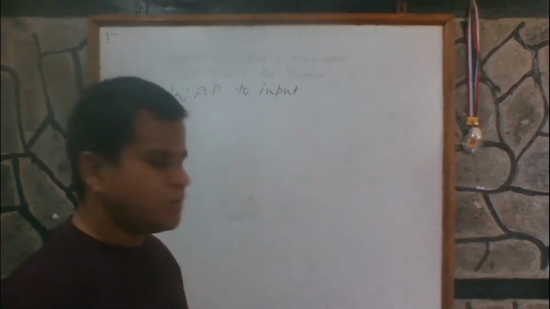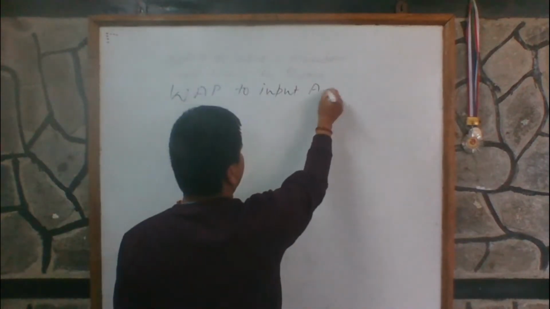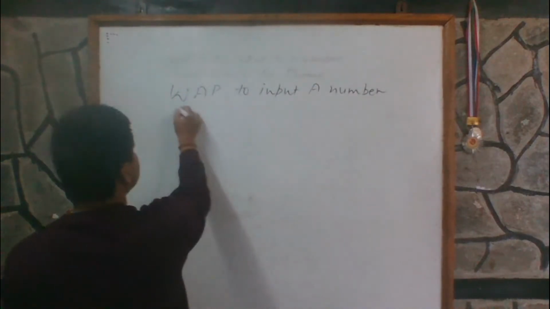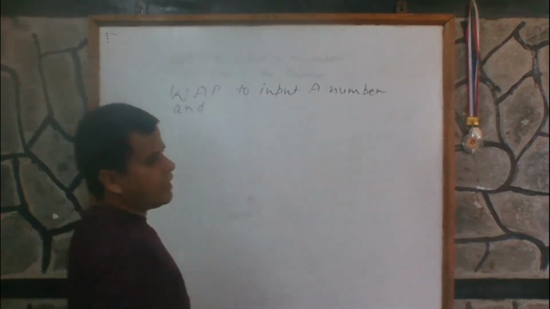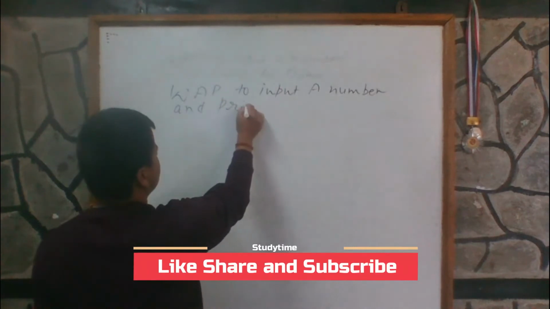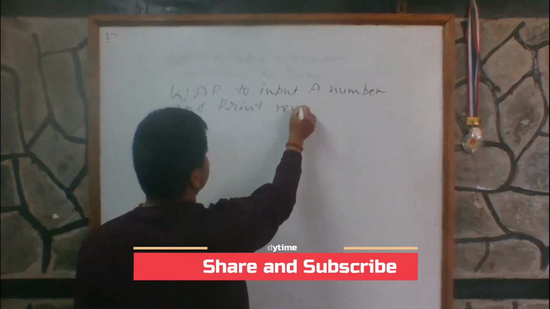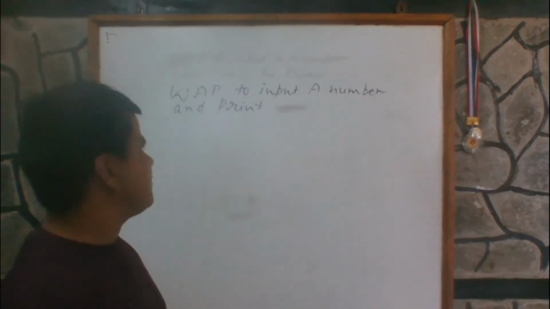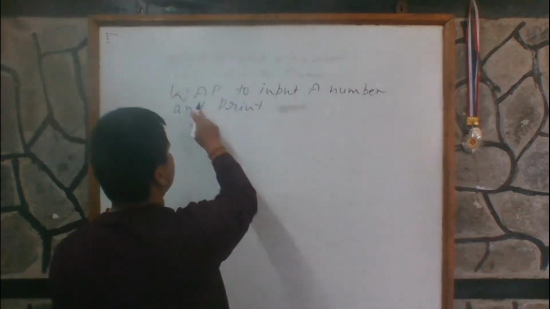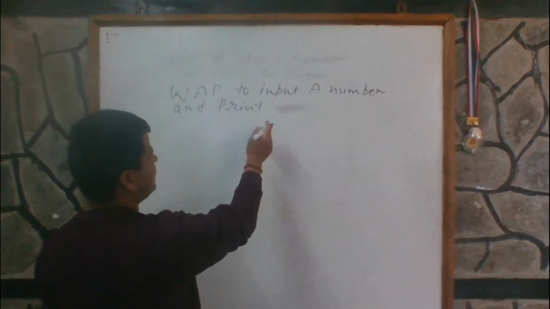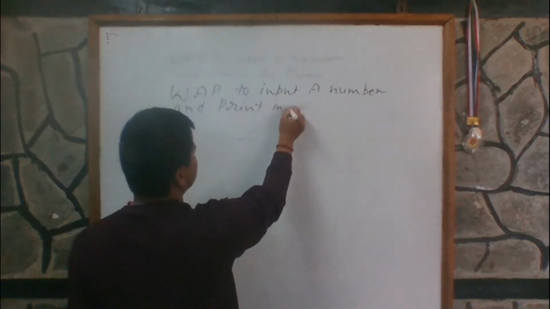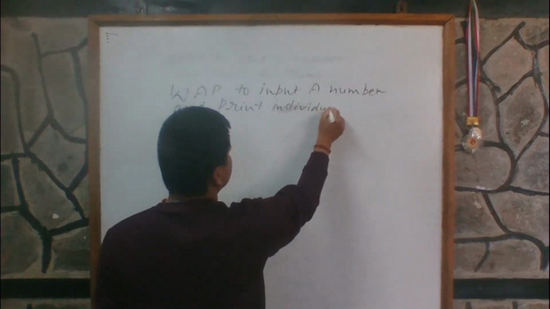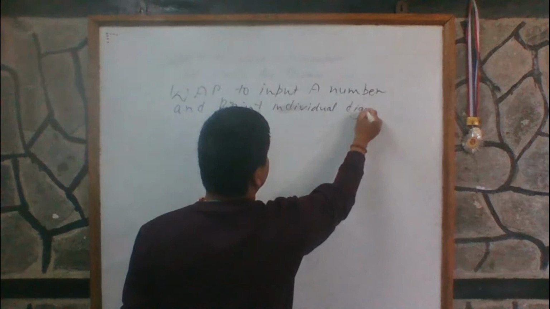Write a program to input a number and print the reverse. Before we print the reverse, we have to extract the digits. Write a program to input a number and print individual digits.